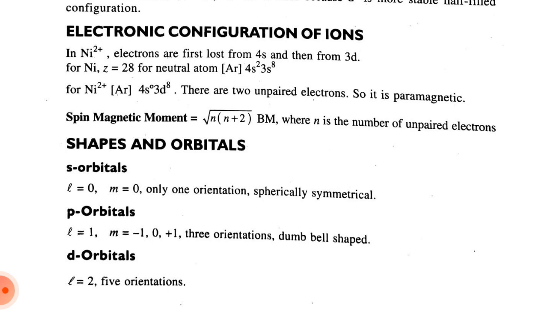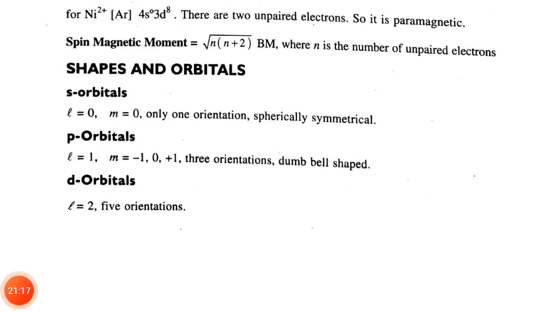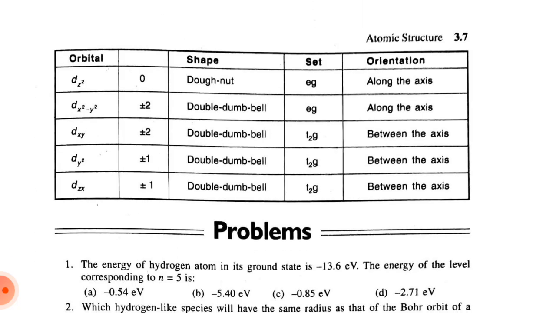Shapes of orbitals. s orbitals give l equal to 0, m = 0, only one orientation, spherically symmetrical. p orbitals give l equal to 1, m = −1, 0, +1. These are 3 orientations, dumbbell shaped. d orbitals give l equal to 2, 5 orientations.